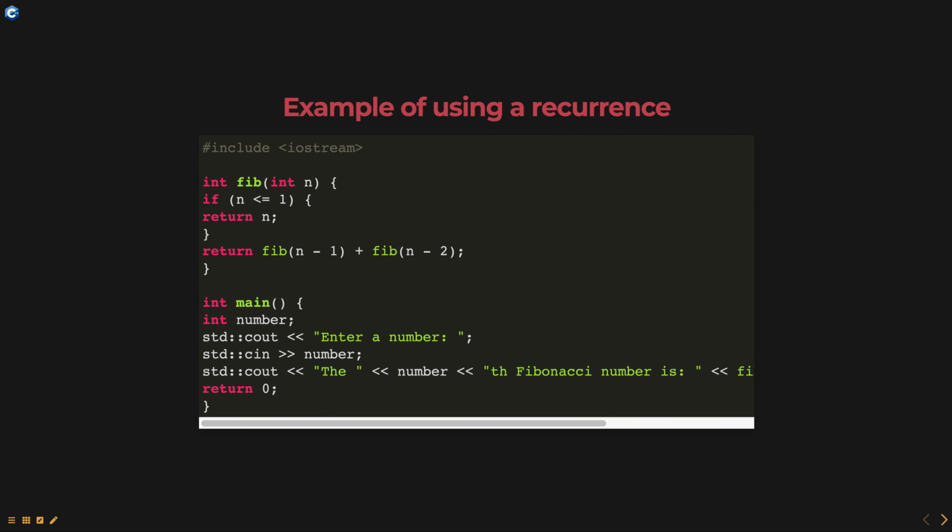So the recurrence relation in this case is Tn equals Tn-1 plus Tn-2, which represents the relationship between the nth Fibonacci number and the previous two Fibonacci numbers.